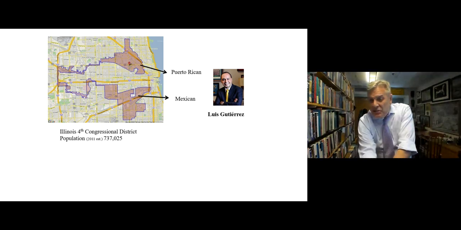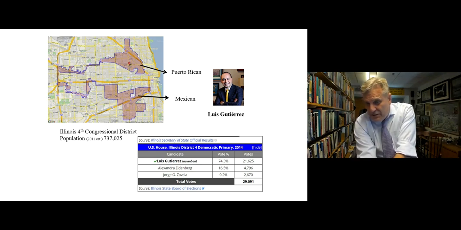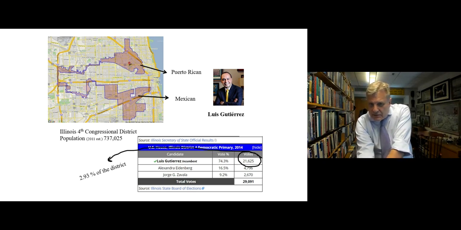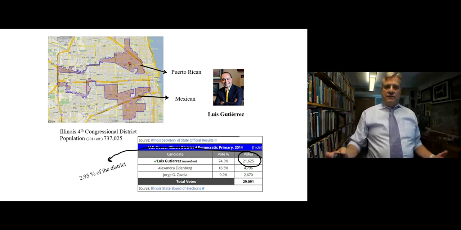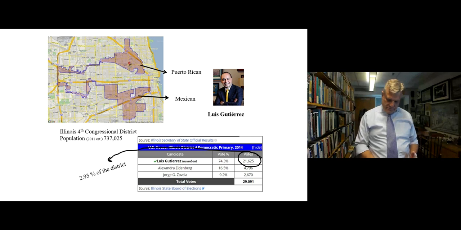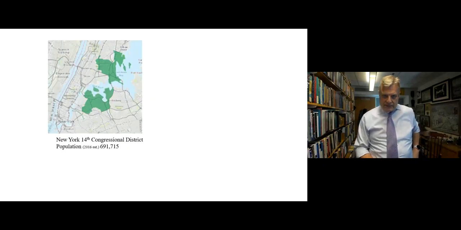But what really matters in this gerrymandered district, of course, is to win the primary vote. Look at the primary in 2014. Gutierrez won overwhelmingly, which means you're going to win the general election. And he won with 21,625 votes, which is just under 3% of the district. He didn't have to target a huge number of votes. If he went out and tried to get 50,000 votes, he's wasting his money, because he's not in the elections business. He's not in the democracy business. He's in the getting the number business.